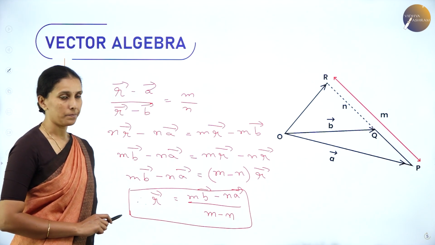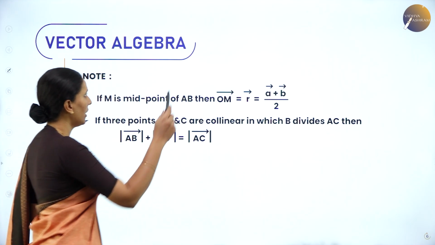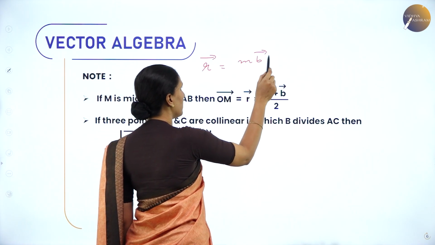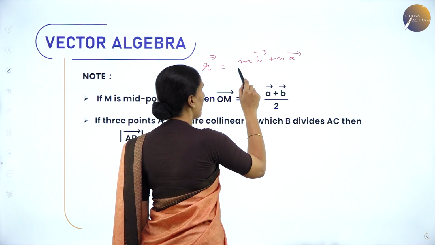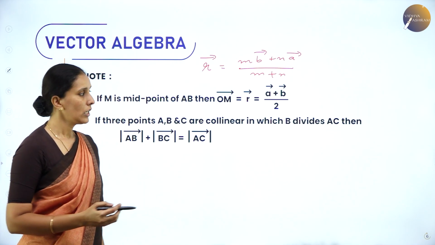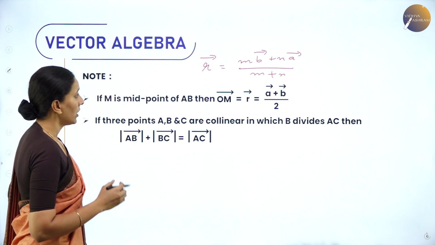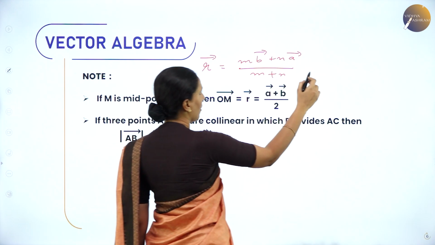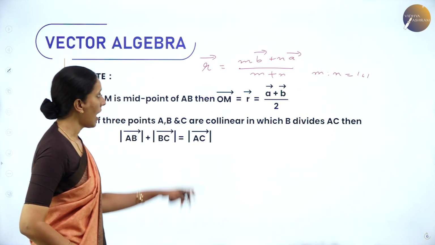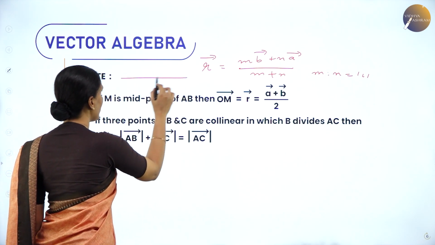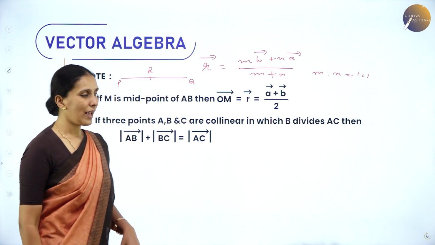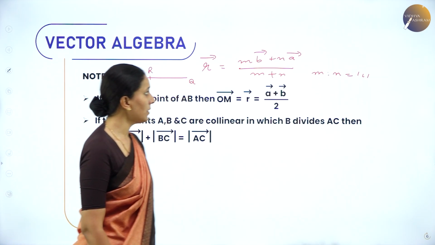Now here we have learnt that the position vector of point R is given by m into vector B plus n into vector A divided by m plus n internally. That means m is to n is the ratio of the line segment. Now suppose m and n are equal, that is 1 is to 1. That means the point R is the midpoint of the line segment PQ. So then the ratio m is to n will become 1 is to 1.